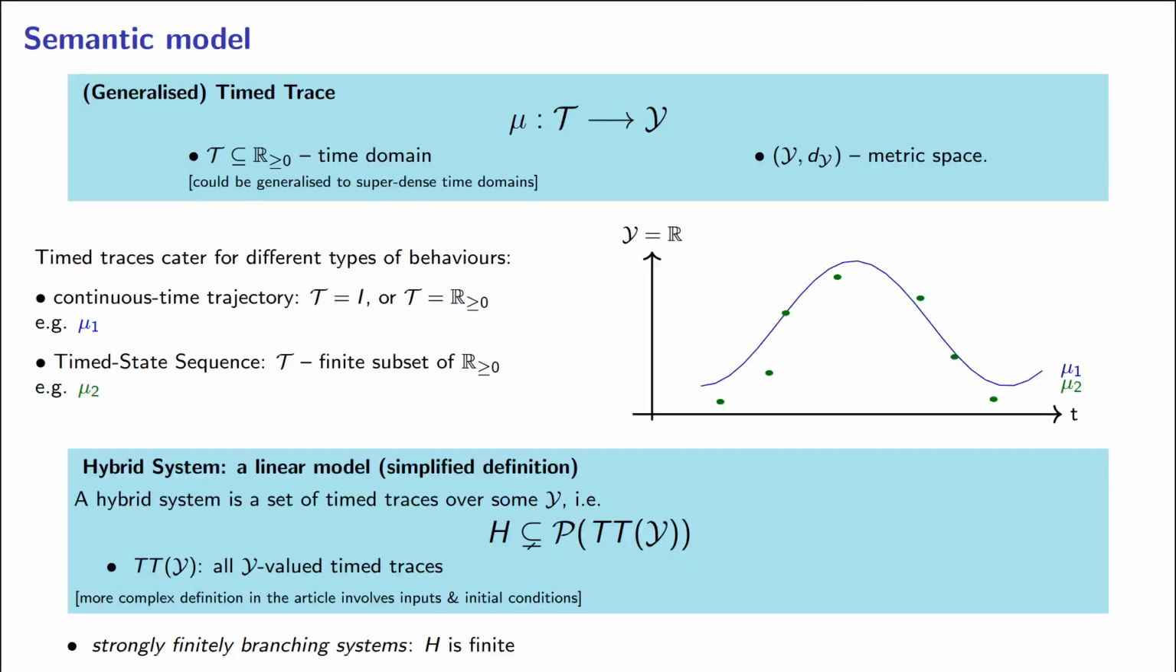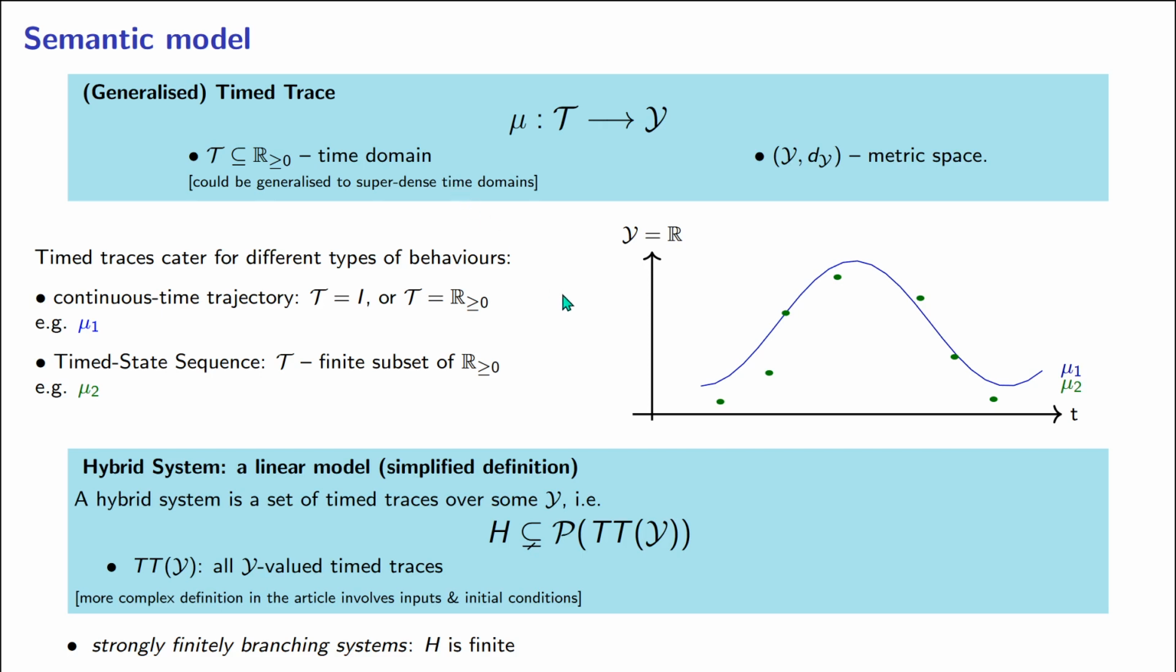Some preliminaries, to start with a semantic model. In our framework, the basic unit of behavior is a timed trace, which is a mapping from a time domain to a space of values. And we only make minimal assumptions that the time domain is a subset of positive real numbers, and the values form a metric space. Now, initially, in the article, we made the assumption that 0 belongs to the time domain, but actually it's not needed, and it's more desirable not to have this restriction.